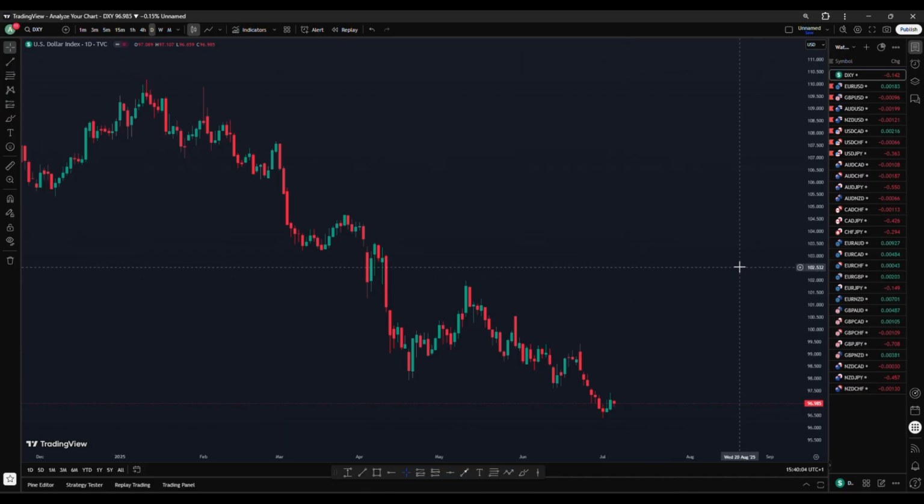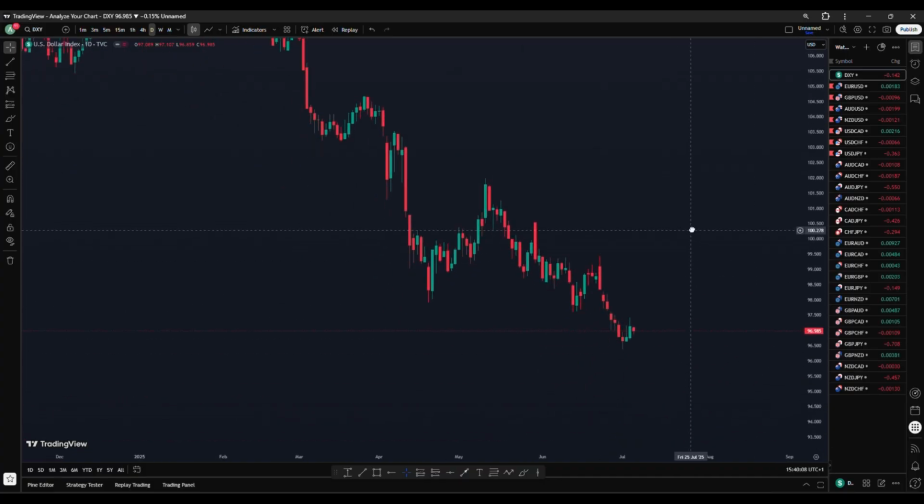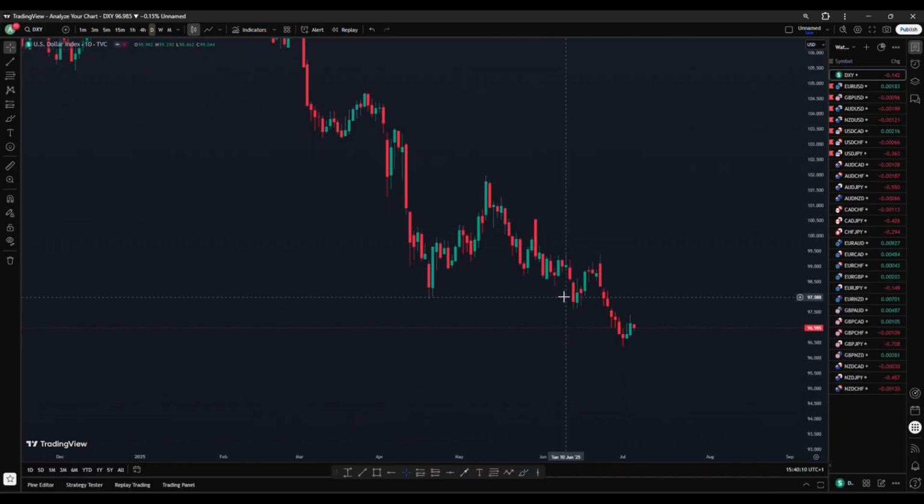Now, looking at the dollar index, you can clearly see that we are still in a downtrend. Now, why do I say this? Because as you can see, we are still making lower lows and lower highs, lower lows and lower highs.